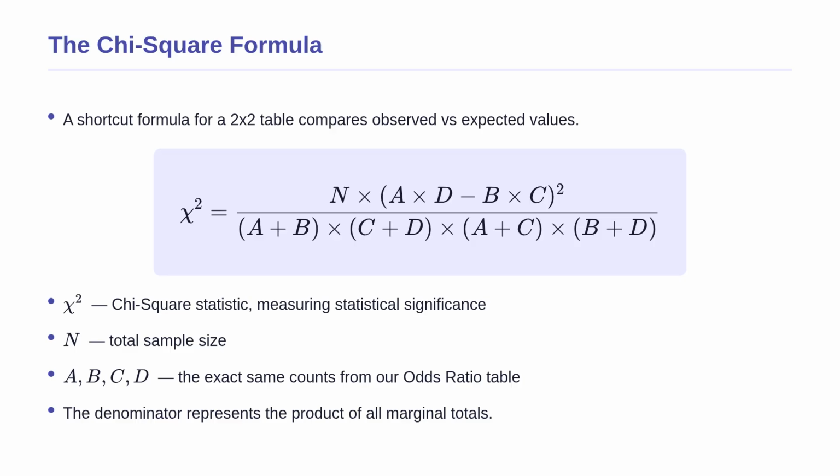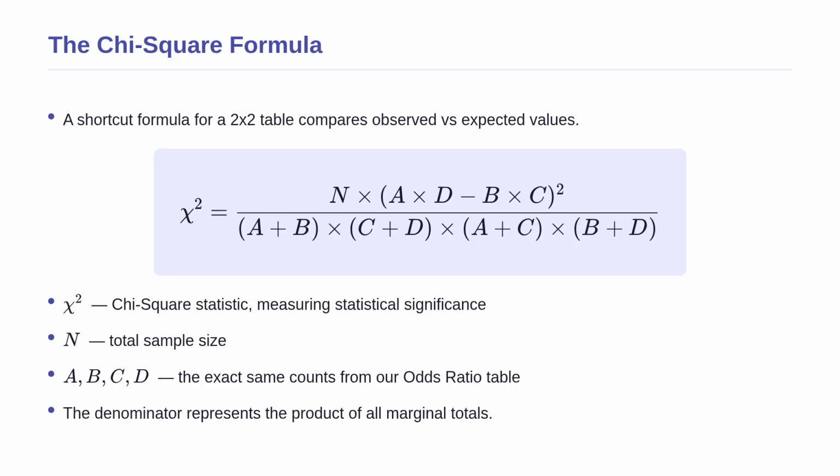Let us define the symbols. The Greek letter chi squared represents our test statistic. The variable n is the total sample size of our study. The terms A, B, C, and D are the exact same group counts we used in the odds ratio.